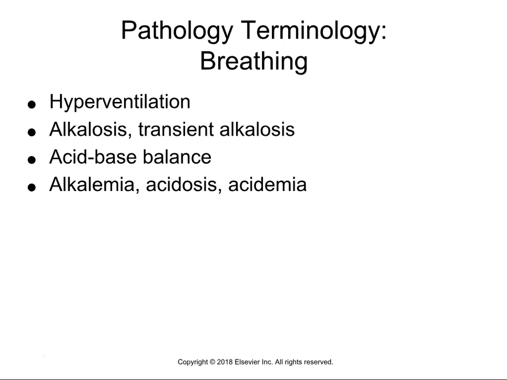Alkalemia is increased alkalinity of blood. Acidosis is an acidic condition. And then acidemia is where our blood's pH would be below 7 or more acidic. It would be a blood condition where it's more acidic. So normal is 7.35. To be categorized as acidemia, it would have to be below 7.35.